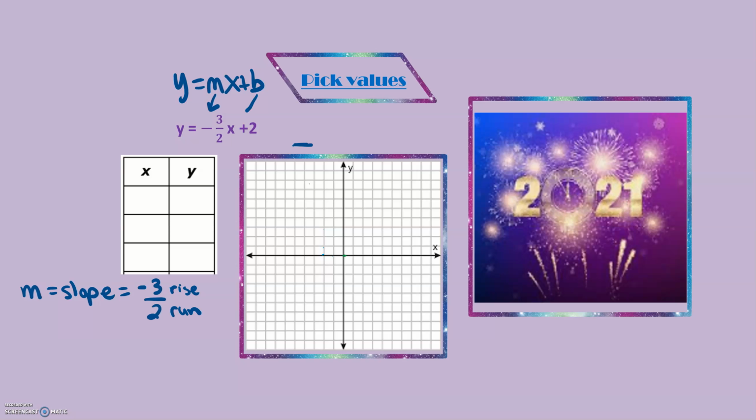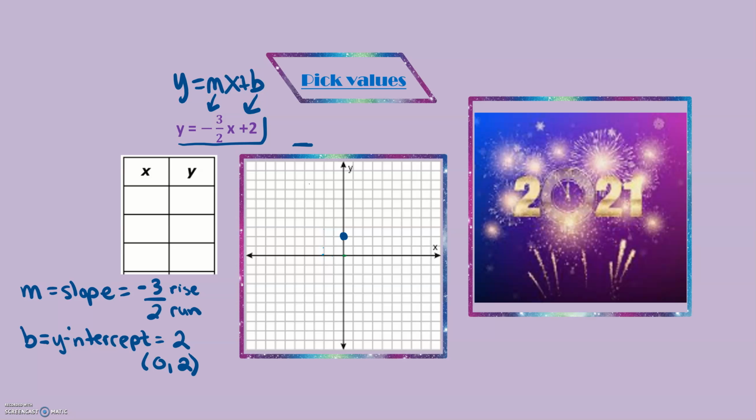Our b value, our beginning point, is where we intercept the y. That value in our equation is positive 2. That means our starting point is 0, 2. We can use this equation to graph. We're going to start on that y-intercept at 0, 2 and put a point in there.